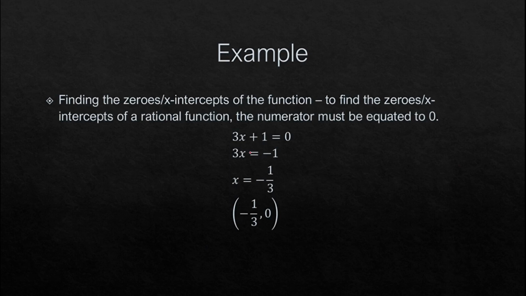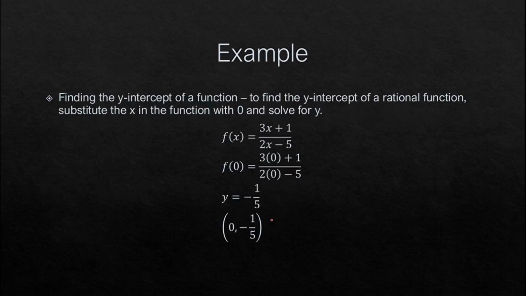3x plus 1 equals 0. 3x equals negative 1. So the zero of the function is negative 1 over 3, and that is the x coordinate. So the coordinate of the zero or x-intercept of the function is negative 1 over 3, 0.